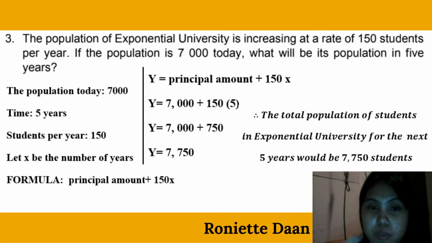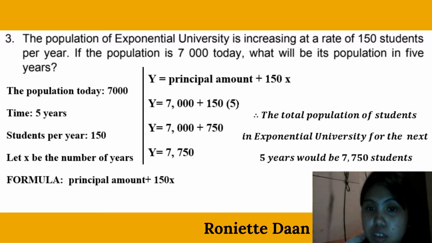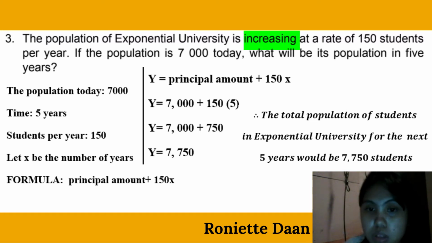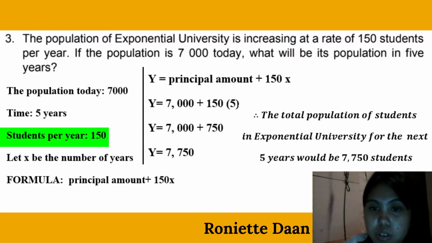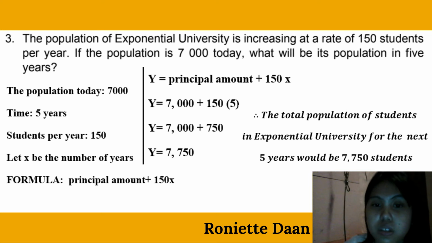In number 3, in this given problem, we're tasked to find the total amount of students in Exponential University for the next 5 years. First, we have to identify that this given problem is an exponential growth. We recognize it having an increase of numbers as time goes on. So let us find the values first, where our rate is increasing of 150 students per year and the principal amount is 7,000, and let our x be the interval.